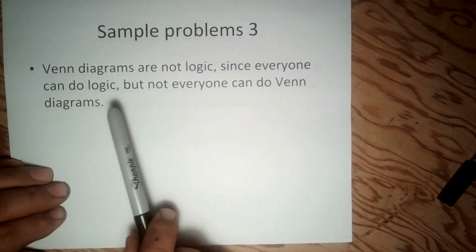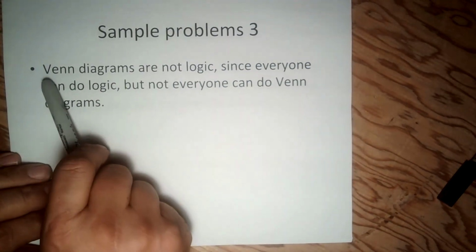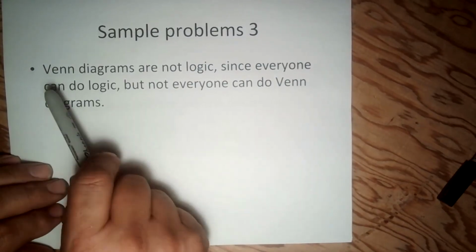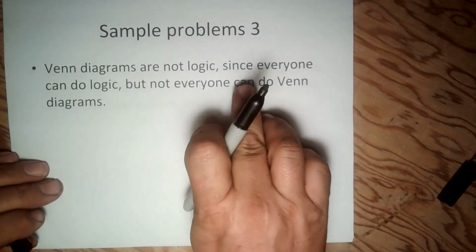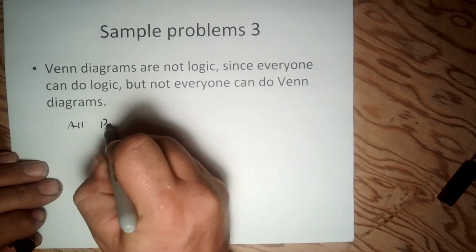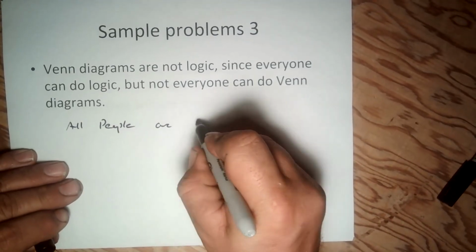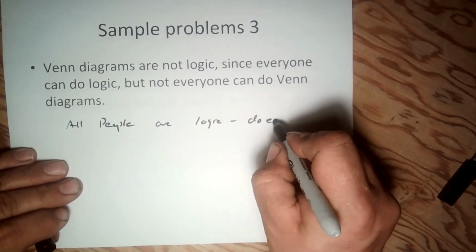So when we put all that together, we realize we have conclusion, premise, premise. So we'll leave the conclusion till last here. So since basically then we have everyone can do logic. So that's all people are logic doers.